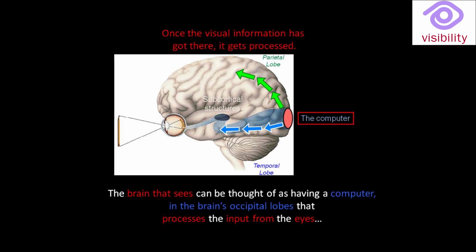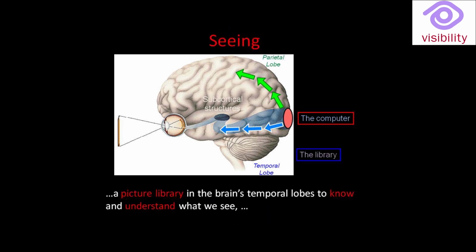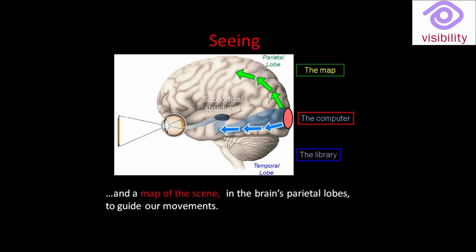Once the information has got there, it gets processed. The brain that sees can be thought of as having a computer in the brain's occipital lobes at the back of the brain that process the input from the eyes, and a picture library in the brain's temporal lobes to know and understand what we see, and a map of the scene in the brain's parietal lobes to guide our movements.